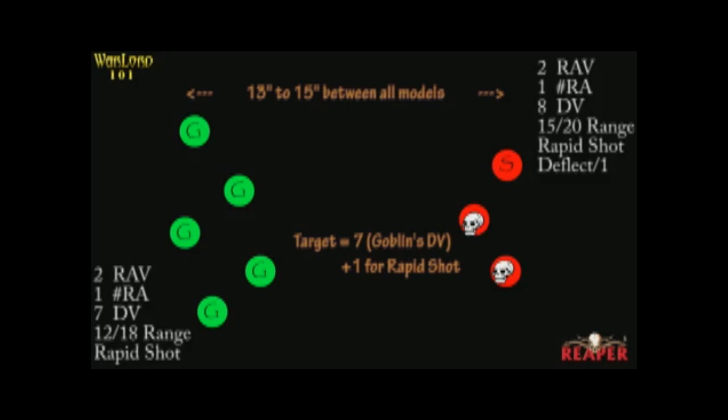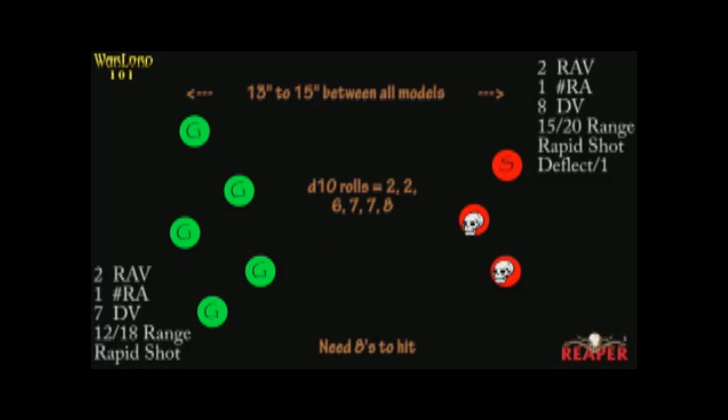So normally their target number is going to be a 7 because of the DV of the goblin skeeters. It's going to go to 8 just because we're using rapid shot, so it's going to be 1 harder to hit them, but that is all they're looking at right now, is needing 8s to hit. And after rolling their 6 dice, we get 2 2s, a 6, 2 7s, and an 8. The 2s we can throw away. The 6 becomes an 8, the 7s become 9s, and the 8 becomes a 10. So on the return fire, we have 4 damaging hits going into the goblin skeeters.